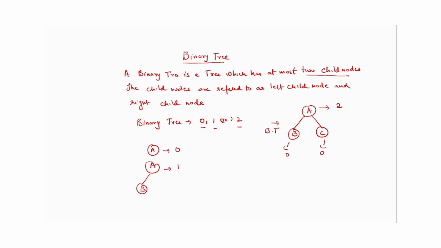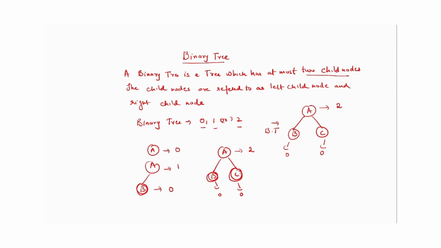A has one child node called B, whereas B does not have any child nodes. Here I can say A, B, C. A has two child nodes, B has 0 child nodes, C has 0 child nodes. So B and C are child nodes of A, right?